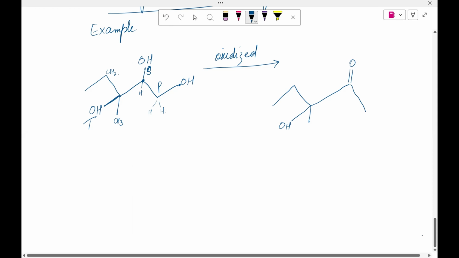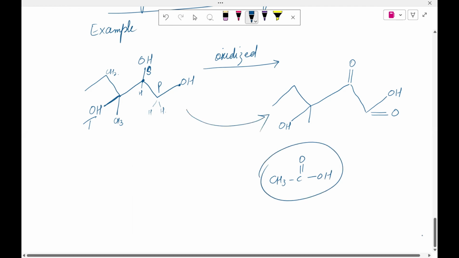And here in the primary alcohol, this is the OH group, and I'm going to attach this double bond here with oxygen, because this is basically a carboxylic acid group. So this one would be changed to this one. Is that clear? Okay. So let's move further.